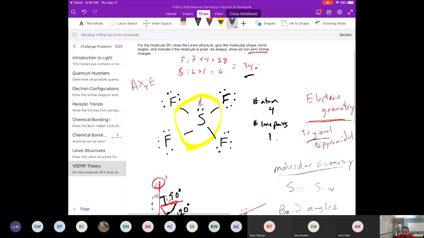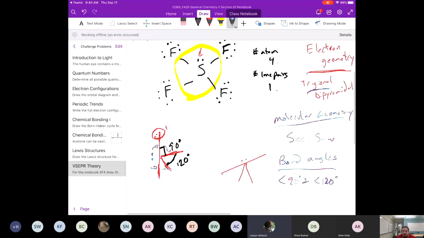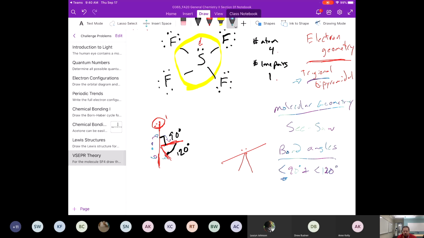So that's all you want when you ask for the bond angle? Yes. If it's got a lone pair, you just put in whatever the bond angles were for this electron geometry, and then throw in the less than symbol in front of it. Okay. If there's no lone pairs, then it just stays as what it was.